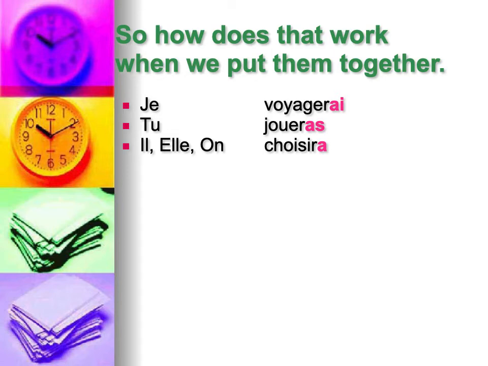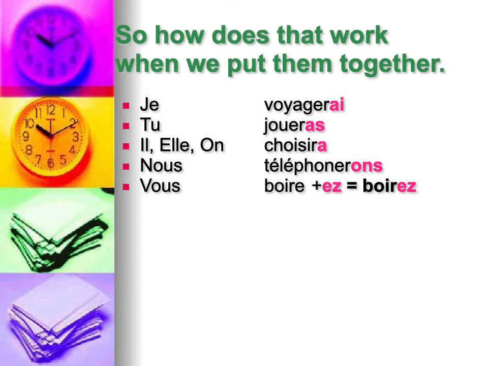For nous, okay, the new form of téléphoner is nous téléphonerons. Okay, so we'll add that O and S on there. And if I'm conjugating boire, to drink, for vous, okay, I'll get vous boirez. Something happened there. Did you remember to take off the E before adding the ending? Okay?